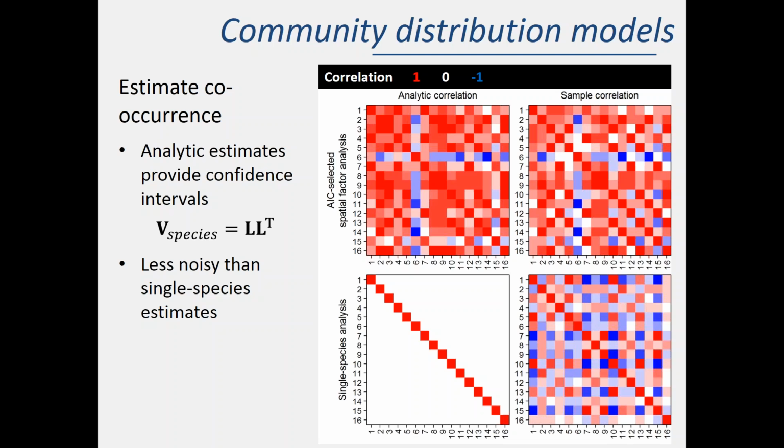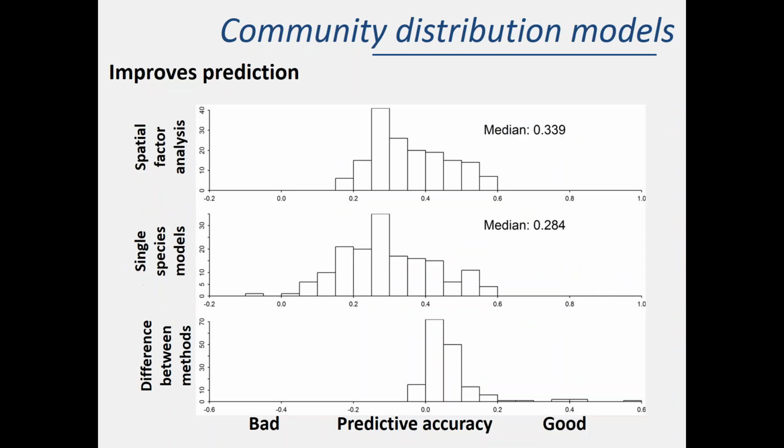So there's sort of this mismatch between the assumptions and the predictions when you stack single species distribution models. You can also get better predictions.